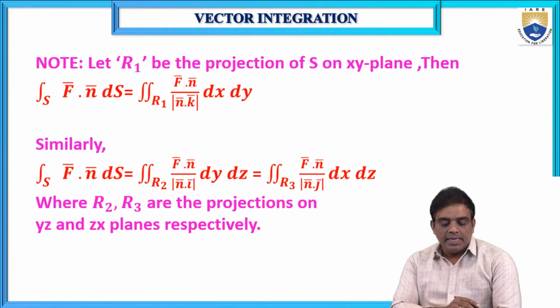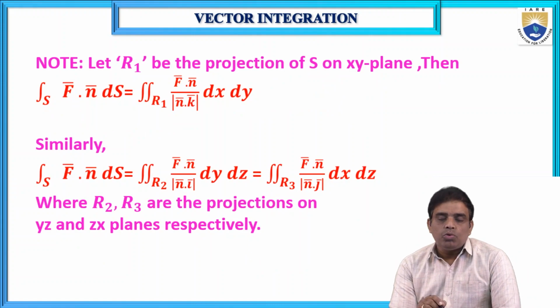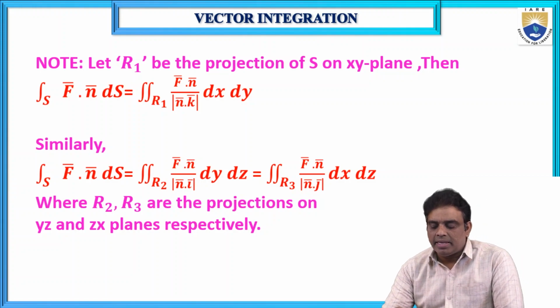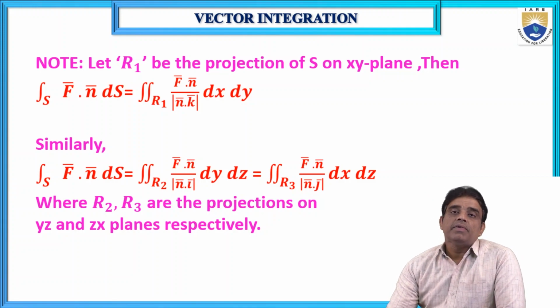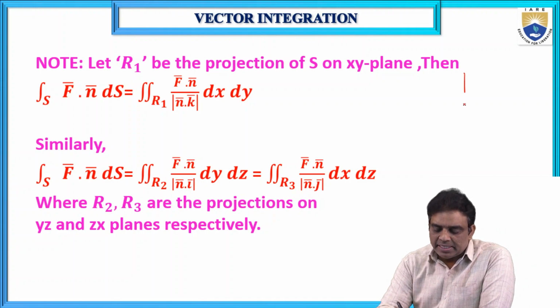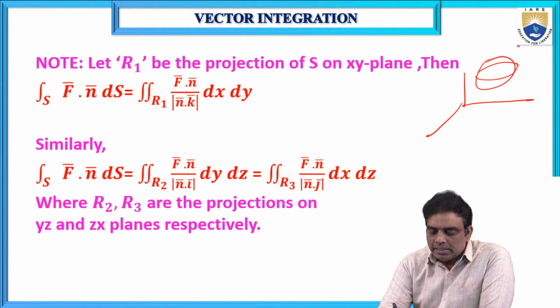So I will explain now. Let R1 be the projection. How to calculate this double integral? This is the main important part here, because we are evaluating so many surface areas under the given region. So how do we find the surface area? Just see this. This is the surface S, the total surface S, with the x, y, z axes.